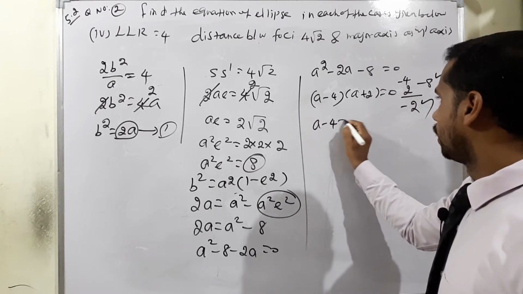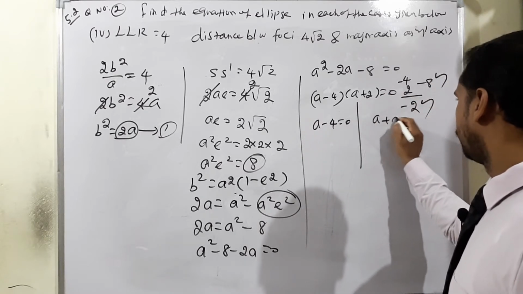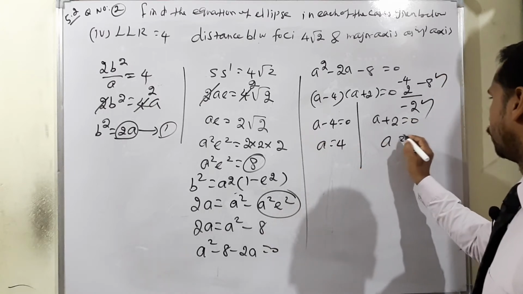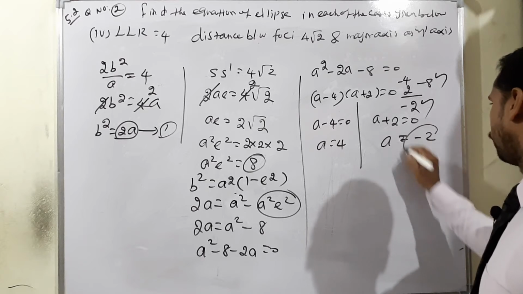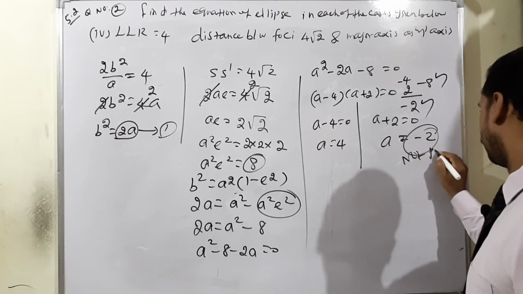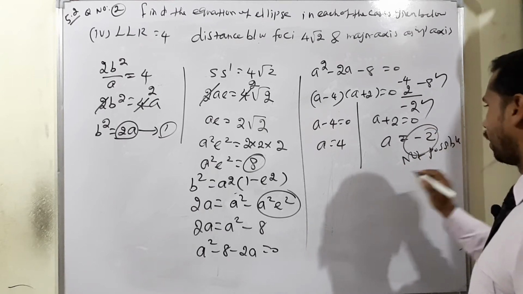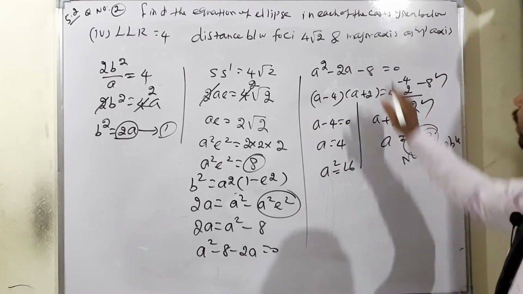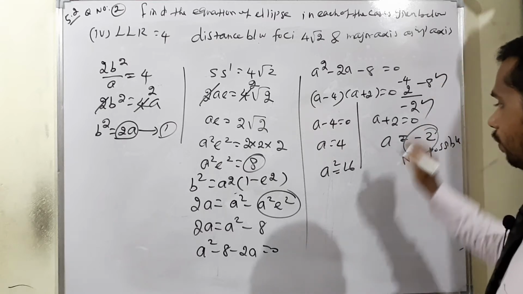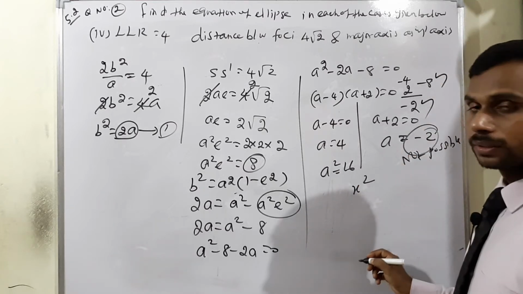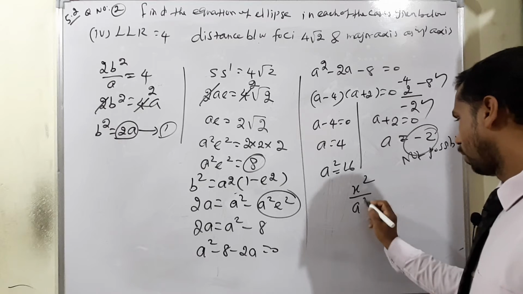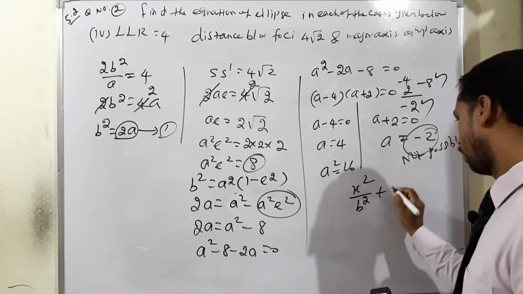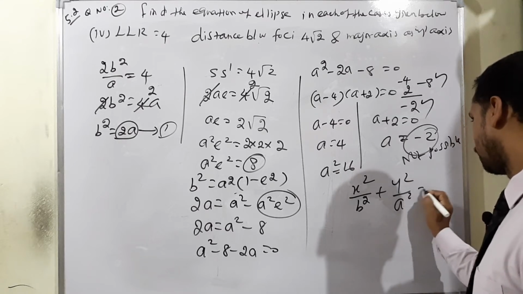Separate the terms: a minus 4 is equal to 0, then a plus 2 is equal to 0. Therefore a is equal to positive 2, and the second one a is equal to negative. A negative value is not possible. Therefore the final value for a is 4, which means a square is equal to 16. Now, major axis along the y axis means definitely the denominator of x will be small. Therefore x square by b square plus y square by a square is equal to 1.